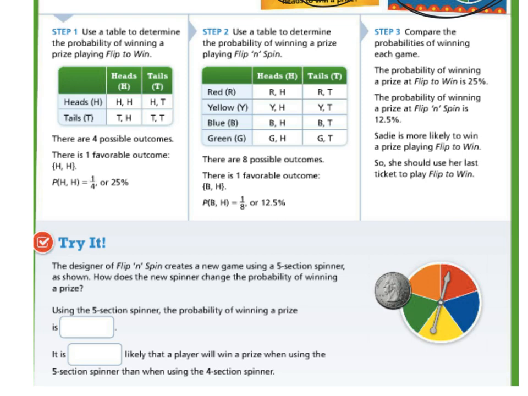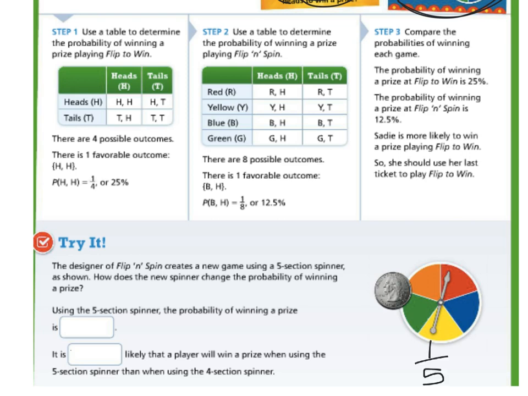Even though the spinner is changed, we're still looking at the game flip and spin, which means we're still looking at the same way that we can win that game. Remember, the flip and spin game is a winning game when you spin blue and flip heads. So in this case, we have changed the spinner, and the spinner is now a 5-section spinner instead of a 4-section spinner. But the probability of winning a prize now is 1 out of 5.